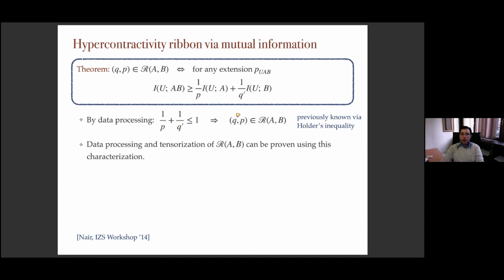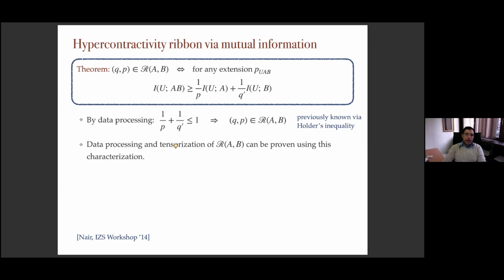Previously I had this conclusion using the Holder inequality or the convexity of the function x to the p. But here, using the data processing inequality for mutual information, I have this inequality, which is easy to understand.